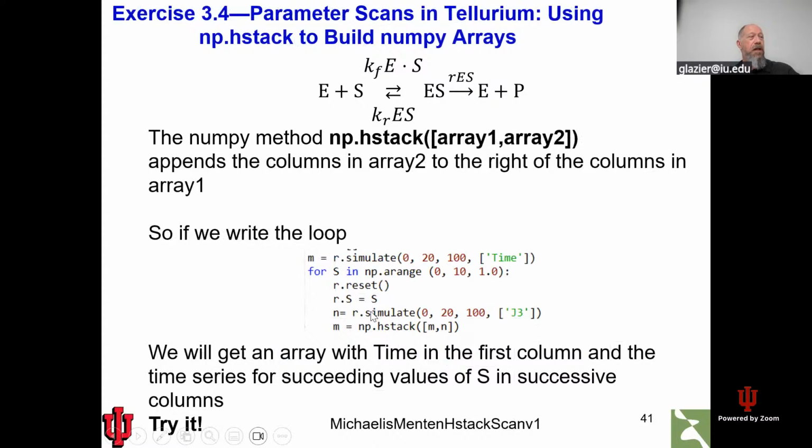And so if I do a simulation like this, M equals r.simulate(0, 20, 100), and then I select the time column, that gives me my x-axis. And now I go for S in some numpy arange. That's the parameter I'm going to scan. I reset my simulation. I set the value of S. I now do N equals r.simulate(0, 20, 100) again. And here I plot the rate of production J3 versus time. And now I hstack M and N together and output that as M. And each time I run this, it'll add one column to my array.